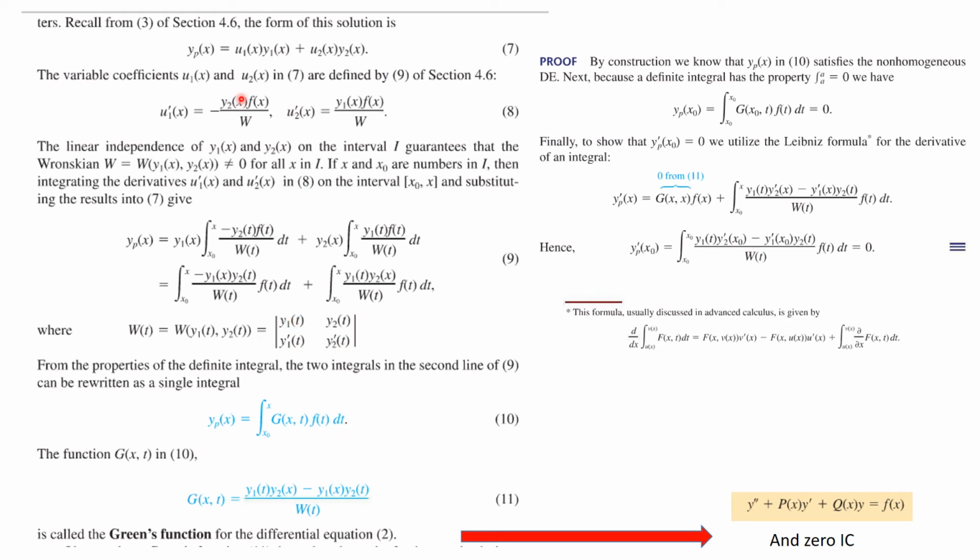using variation of parameters. So we know that y sub p is equal to u1 of x, an unknown, times y1, where y1 is a solution to the homogeneous, plus u2 of x, again another unknown, times y2 of x, where that is a solution to the homogeneous equation. And we learned in the chapter on variation of parameters that u1 prime is equal to this one, and u2 prime is equal to this one.